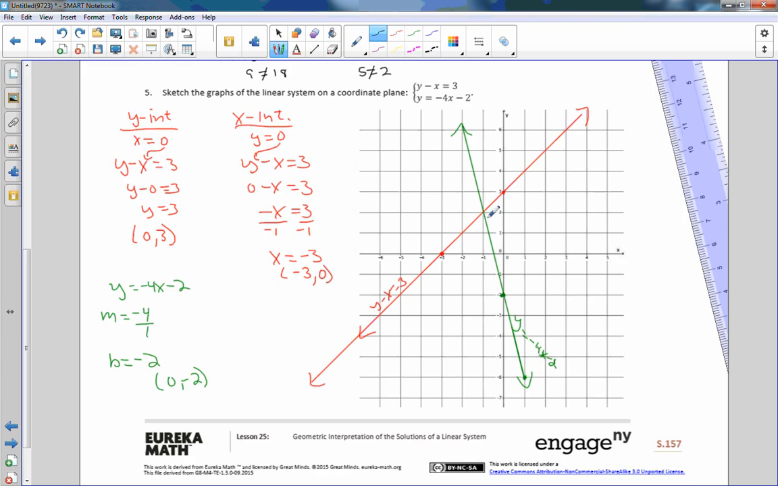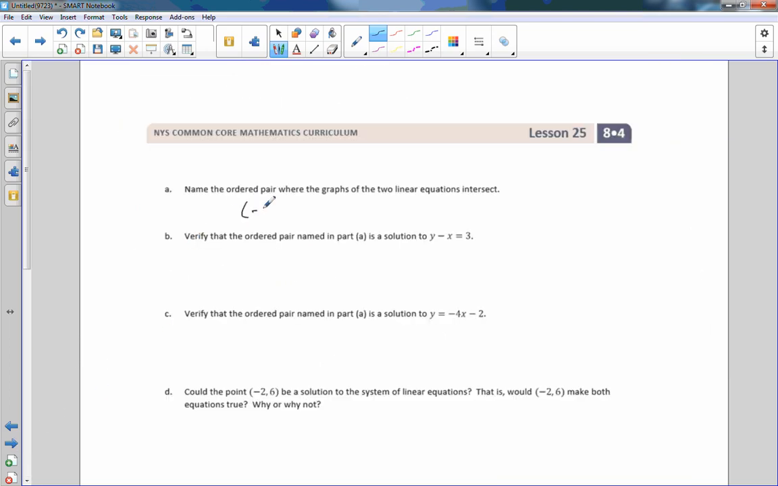Where did they intersect? Right here. What point is that? Negative 1, positive 2. Name the ordered pair. Negative 1, comma 2. Verify that that's true. y is 2 minus a negative 1 equals 3. 2 plus 1 equals 3. 3 equals 3. There, I verified.